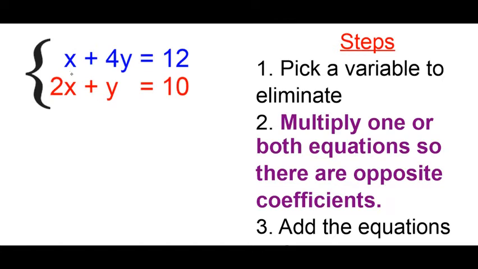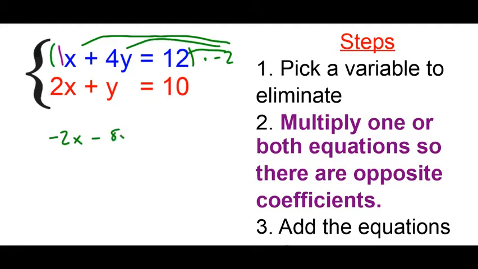So in order to eliminate x, I need to turn this 1x into a negative 2x. Now the reason, again, I want to make this negative 2 is because I'm going to add my equations, and 2 plus negative 2 is 0. So I'm going to multiply the entire top equation by negative 2. So here's what I get. Multiply every part by negative 2, which is perfectly fine since I do it to both sides. I get negative 2x minus 8y equals negative 24.